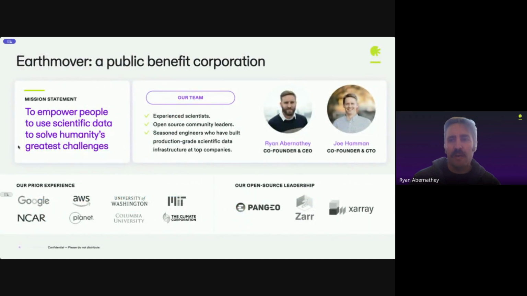So a bit about our company. Earthmover, yeah, we're a small startup. We're bringing together folks like myself with a background in scientific data analysis and research, with a bunch of really great engineers who have built production-grade systems at some of the top tech companies in the world. And we're really aiming to take the whole practice of cloud-based scientific data management to the next level. I'll tell you a little bit more about our platform towards the end of the talk when we're talking about the technology aspects. But for now, I'll leave it there.